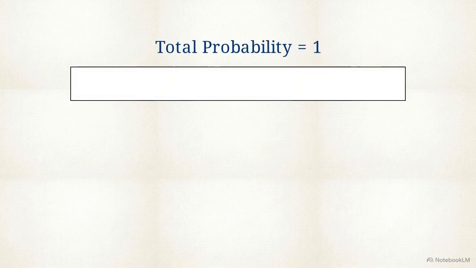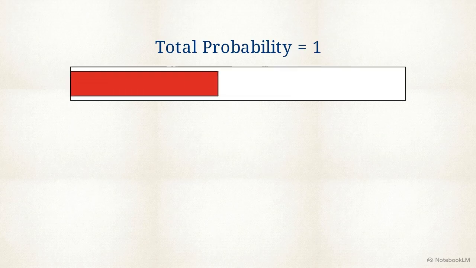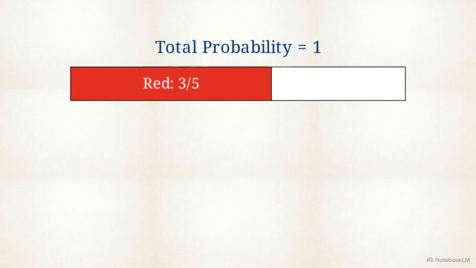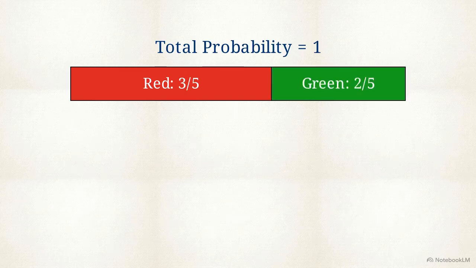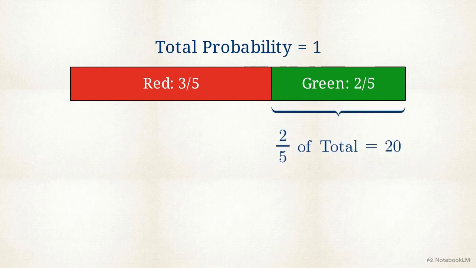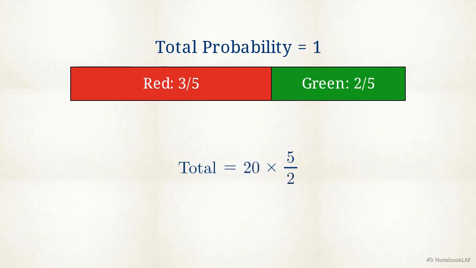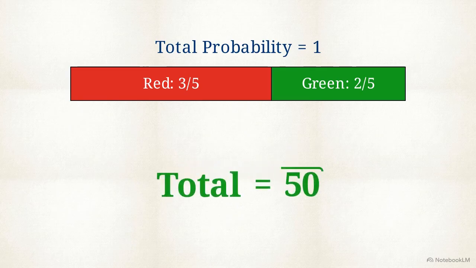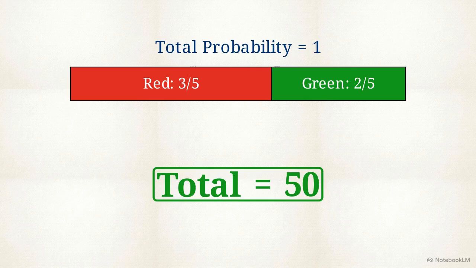Now, let me show you an examination shortcut using complementary probability. All probabilities in our closed bag add up to 1. If the probability of picking a red ball is 3/5, the probability of picking a green ball is simply the remaining 2/5. We already know we have exactly 20 green balls. This means 2/5 of our total equals 20. If we flip the fraction to isolate the total, 20 multiplied by 5/2 gives us our 50 balls directly. No cross-multiplication needed.